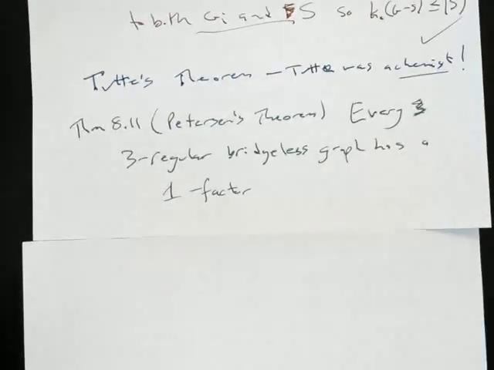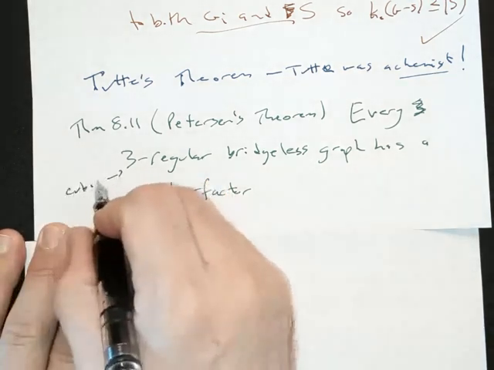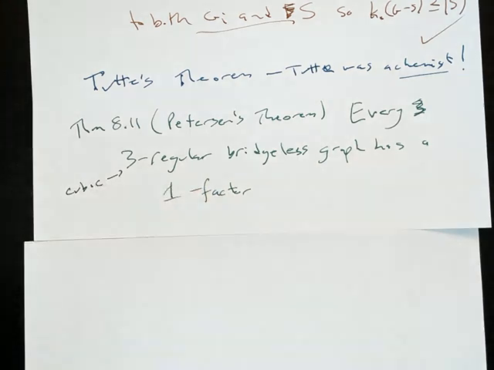There was another word for three-regular. What's the other word we used for three-regular? I want to do this proof using Tutte's theorem. So I want to take away a set of vertices and prove that the number of odd components is less than what I took away.